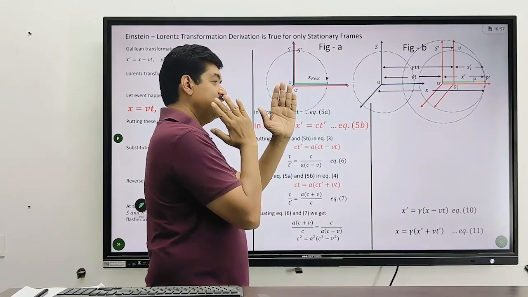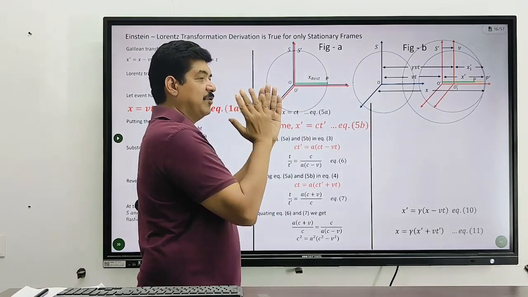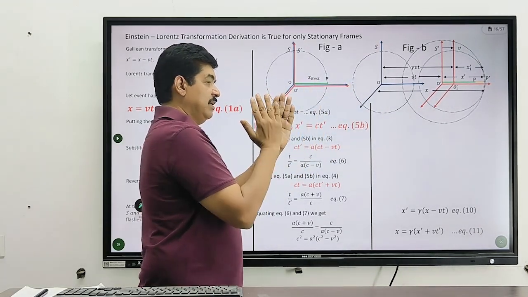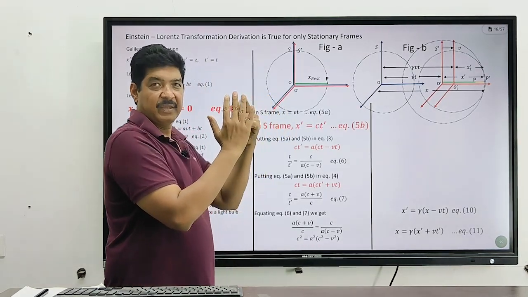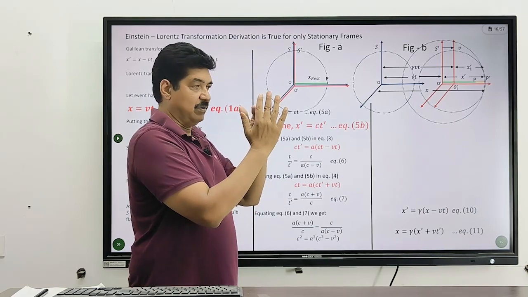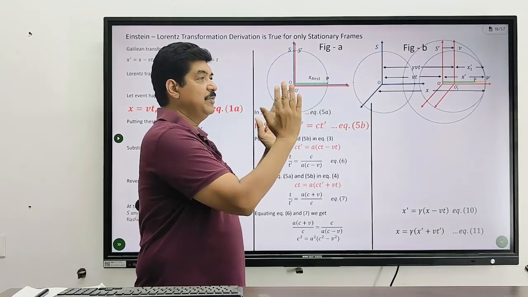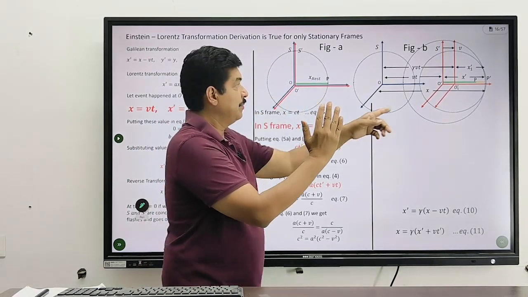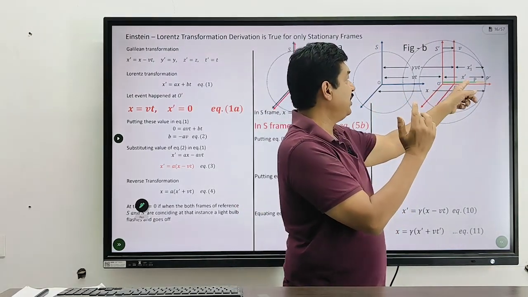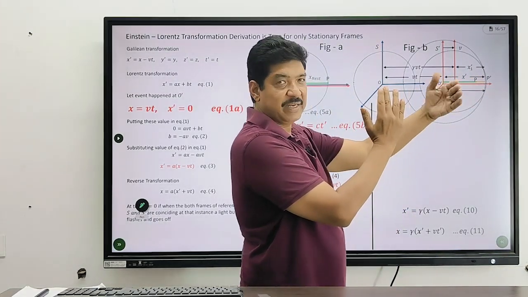It is like going like this. It is not stopping, it is going with uniform velocity, right? When the flashlight flashes, when there is an event, it reaches the point P' in the moving frame of reference. Actually, it is not point P, it is point P', and there is a mirror.